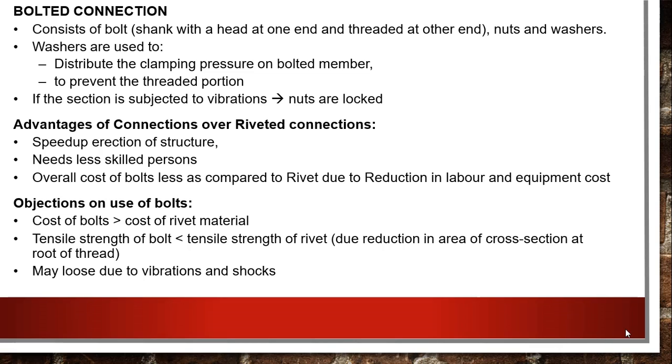So the threads are there in the bolt. Basically the tensile strength of a bolt is less than the tensile strength of a rivet because there is a reduction in area at the threaded portion. Okay. They may also loosen due to vibrations and shocks.